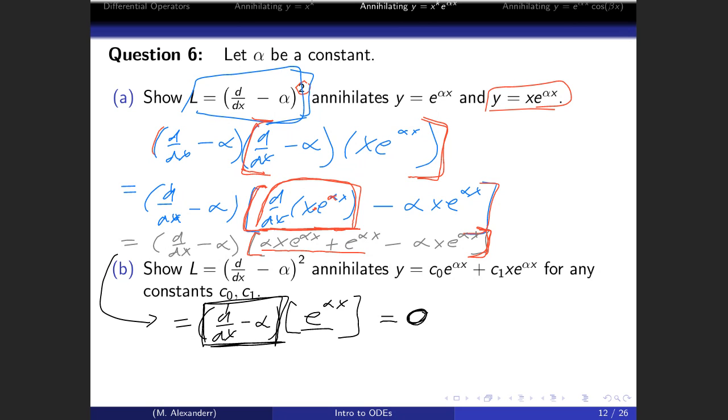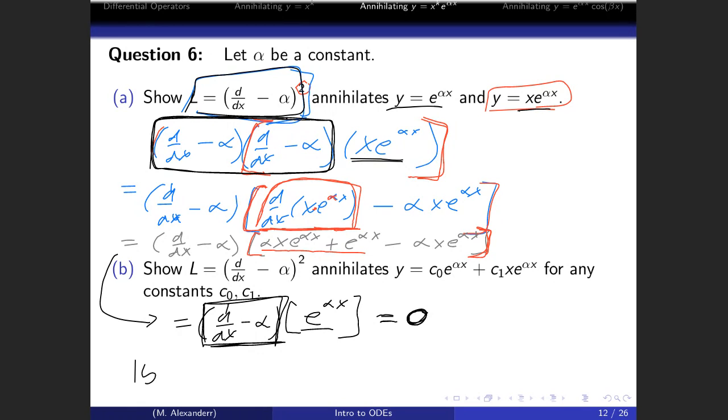And so what we're saying is this: the operator L, which I'm going to put in a black box now, when you apply it to the function x e to the alpha x, the output is going to be equal to 0. So this is us showing that the operator L annihilates, or eliminates, or cancels the function x e to the alpha x. You can also do the same thing for the other function, just e to the alpha x. That one's a little bit easier.